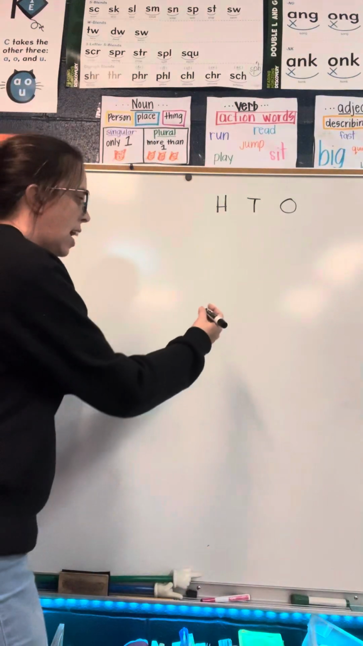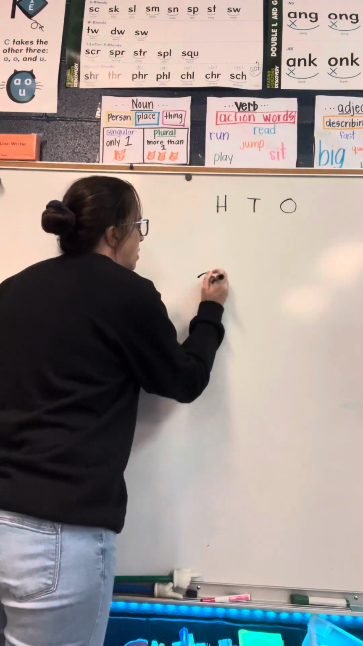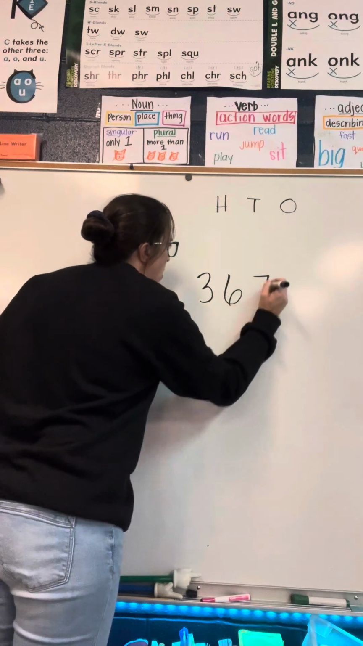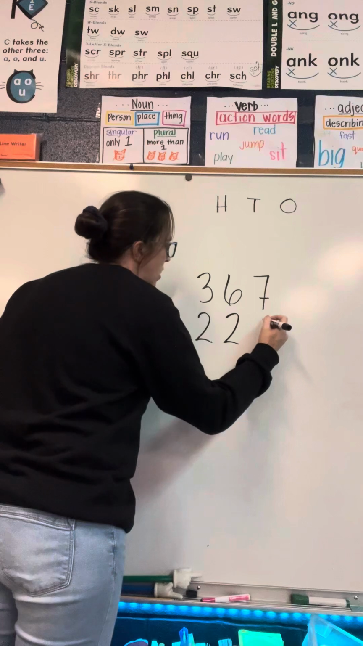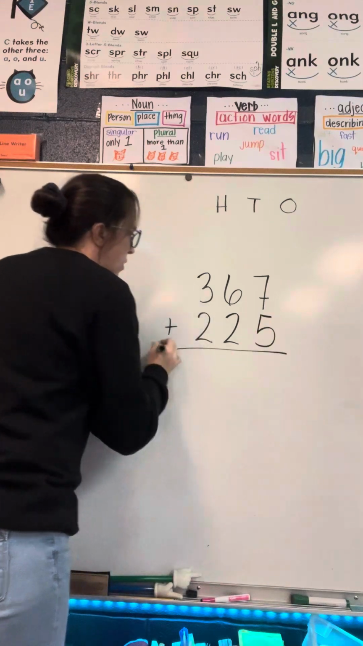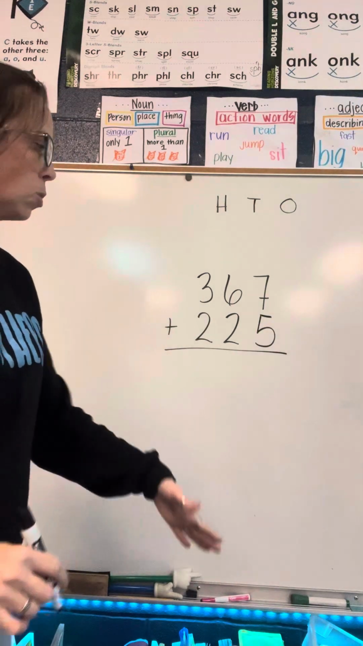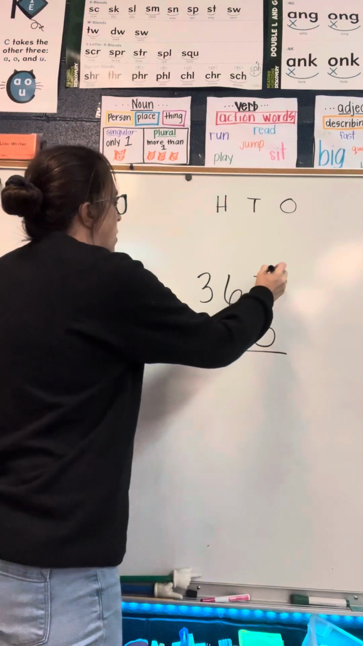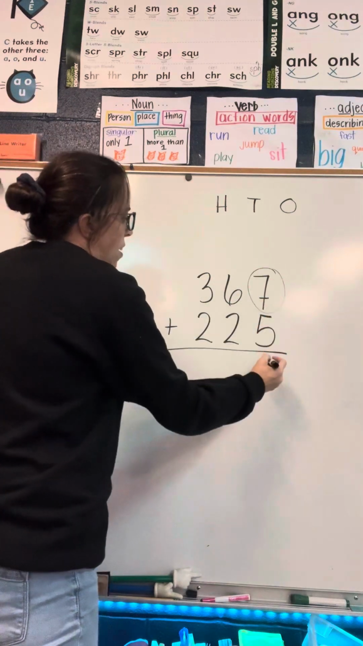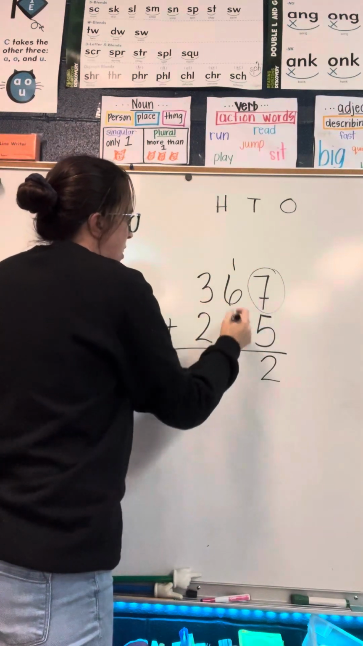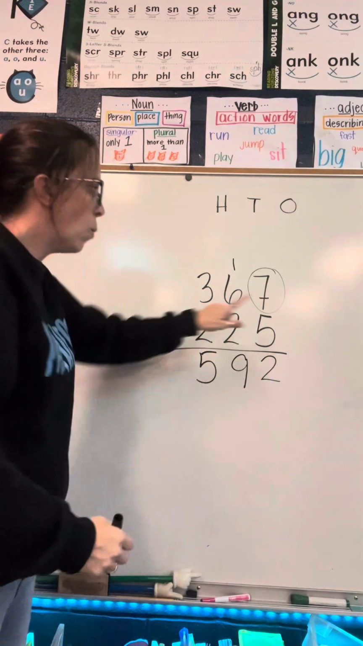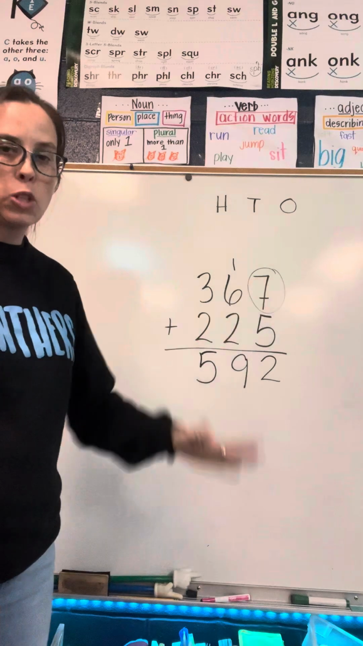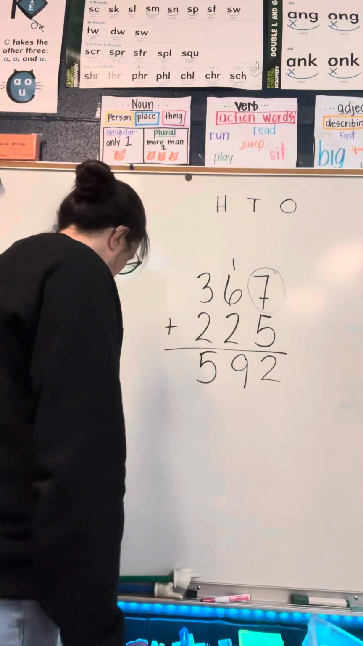So if I had 367, and then I add 225, just reviewing addition first real quick. I always start with this number. 7 and 5 is 12, put 1 over, 6, 7, 8, 9, 3, 2 is 5, okay? Always start over here. Addition, subtraction, it doesn't matter what it is, that's where you're going to start.